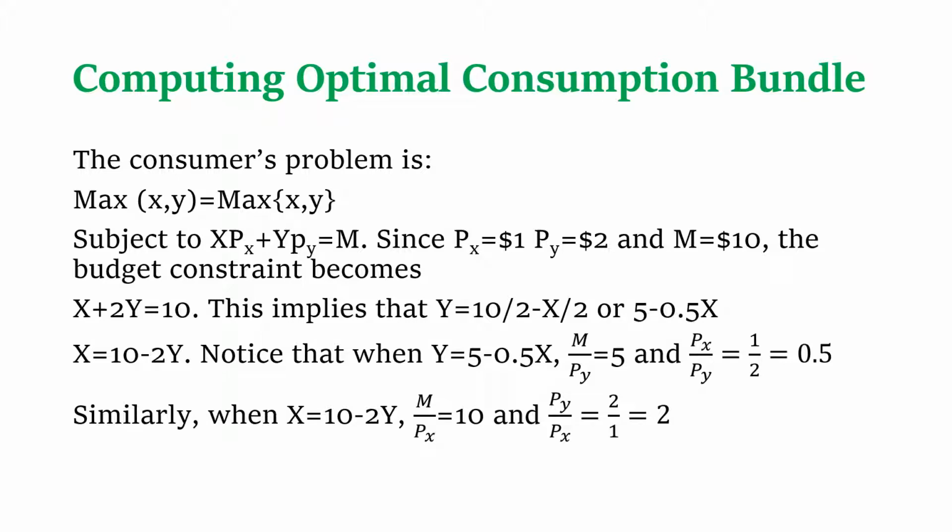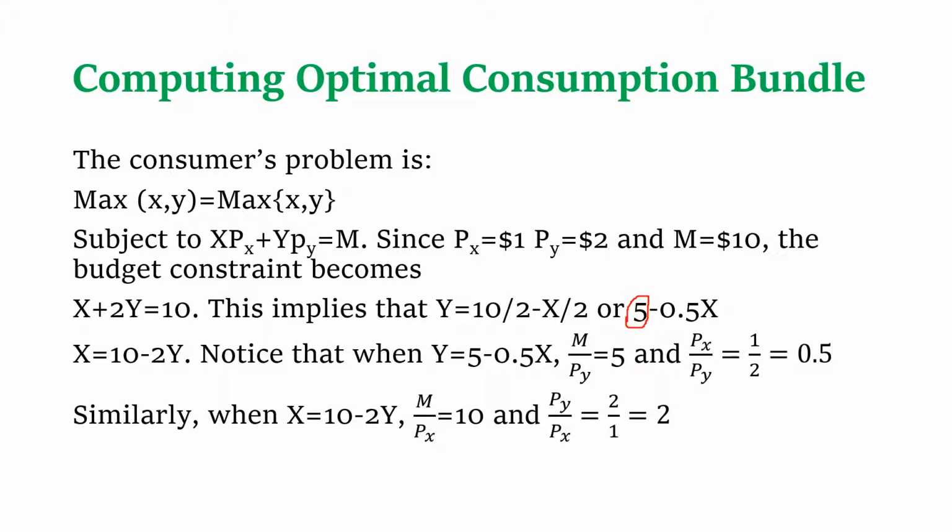Now, clearly, this value 5 is the intercept on the vertical axis. And remember, this minus 0.5 is just the relative price of the two goods, which is px over py, right? Px is 1 and py is 2. So 1 over 2 is 0.5.